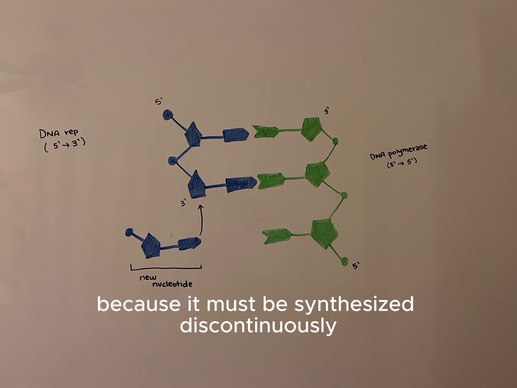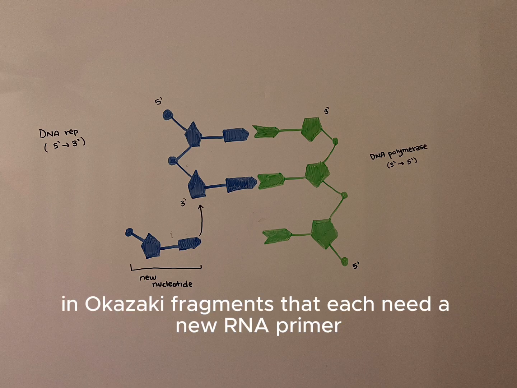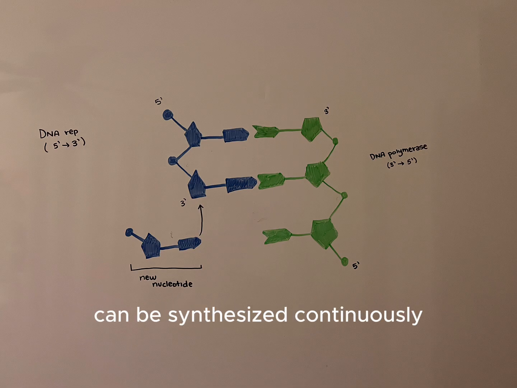it must be synthesized discontinuously in Okazaki fragments that need new RNA primers, while the leading strand can be synthesized continuously toward the replication fork.